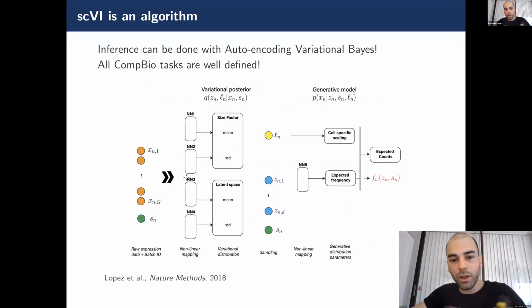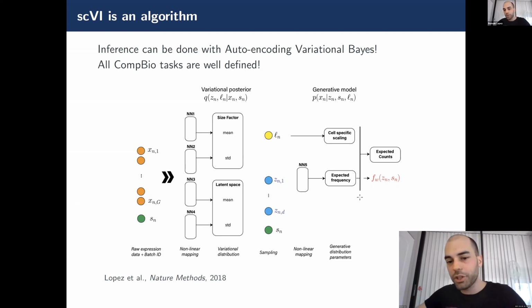So we can do inference over this model as I showed you. Interestingly, it works pretty much like the normal VAE, except here we have a different number of neural nets. We need a neural network for the mean and the variance of Z in the variational distribution, a neural net for the mean and the variance of L in the variational distribution, and then one neural net that encodes the normalized mean of the negative binomial.